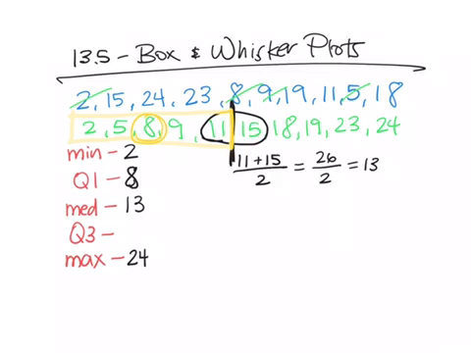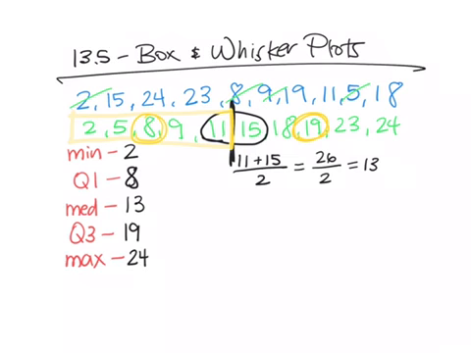And then I'm going to do the same thing to find the median of the upper part. So when I look at the upper half of the data and I find the middle value, that middle value is 19. So the median of that half of the data is 19, which means that quartile 3 is at 19.